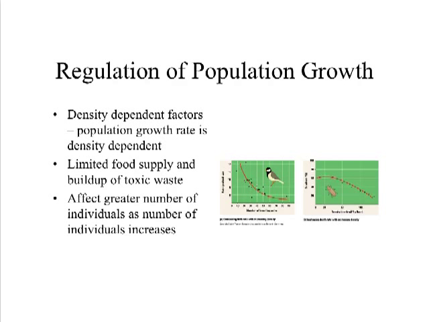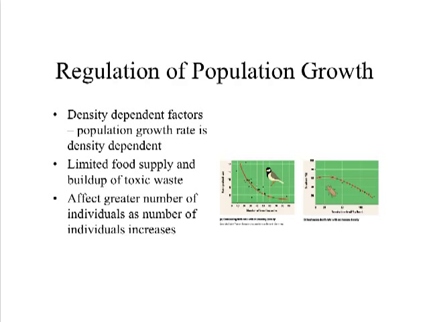All right, so let's take a look at some of these population limiting factors that are going to regulate the population growth of certain species. Now, one type of regulation is called density-dependent factors, and basically, these are what it says in the name. They're going to be dependent on the density of the population.